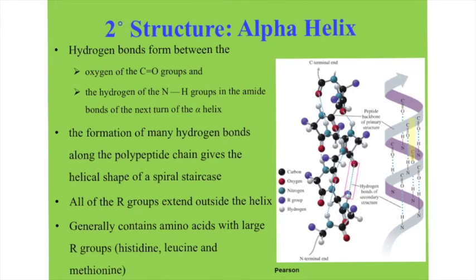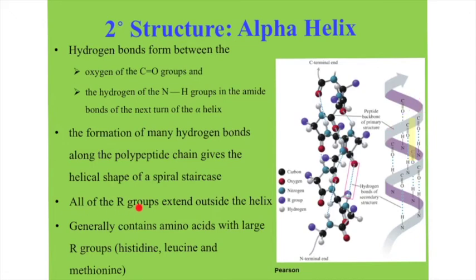Okay, so here we're looking more closely at the secondary structure called the alpha helix. You can see in the picture, for example, you have the hydrogen on a nitrogen here. That's hydrogen bonding to the lone pair of electrons on an oxygen further up in the chain. So hydrogen bonds form between the lone pair of electrons on an oxygen that's part of a carbonyl, and the hydrogen that's on the nitrogen that's part of the amide bond in the next turn. The formation of many hydrogen bonds along the polypeptide chain gives the helical shape, and it looks like a spiral staircase, kind of shown here.